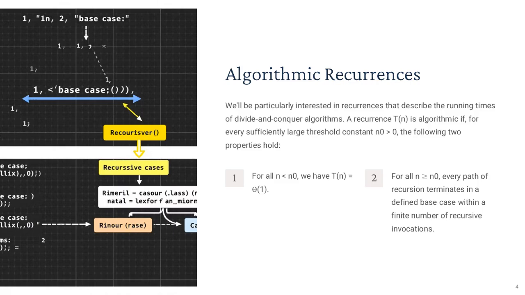Algorithmic recurrences describe the running times of divide and conquer algorithms. These recurrences adhere to 2 key properties. For small inputs, T(n) = Θ(1), representing constant time for base cases, and for larger inputs, every recursion path terminates in a finite base case. For example, the recurrence T(n) = 8T(n/2) + Θ(1) for matrix multiplication ensures that recursion stops as problem size diminishes.